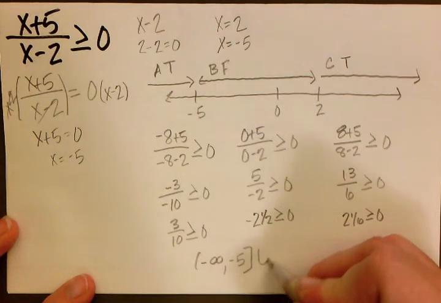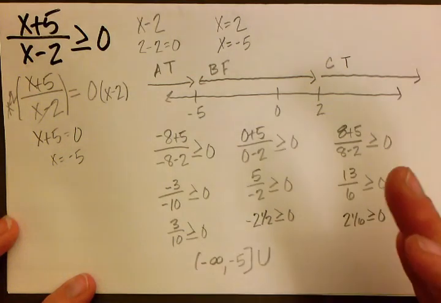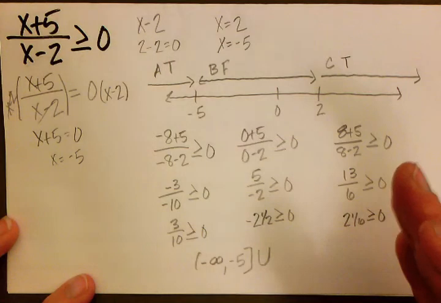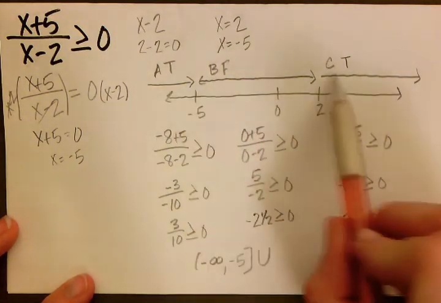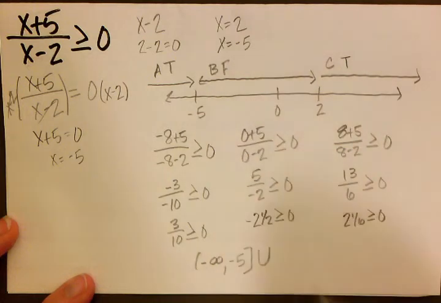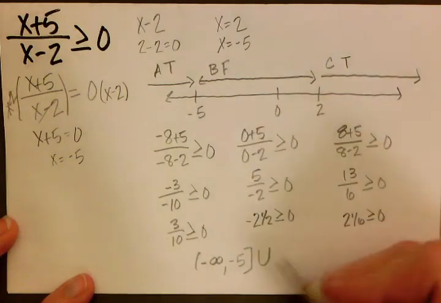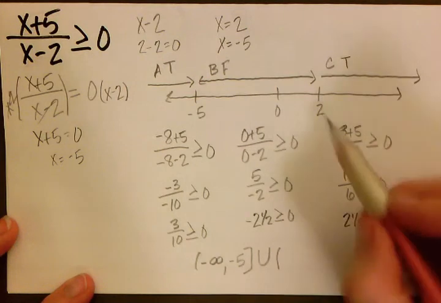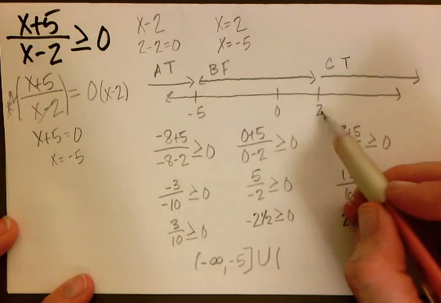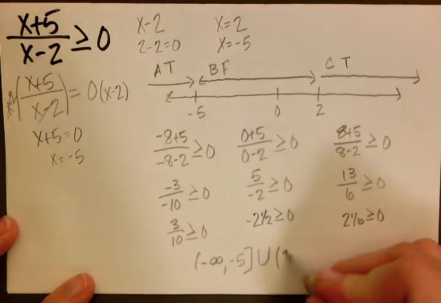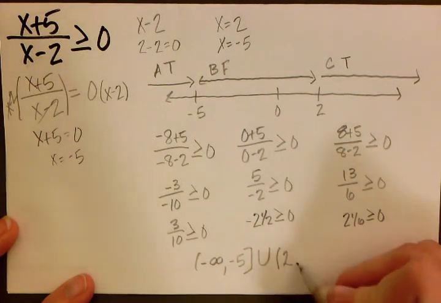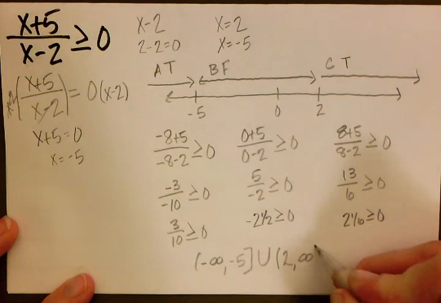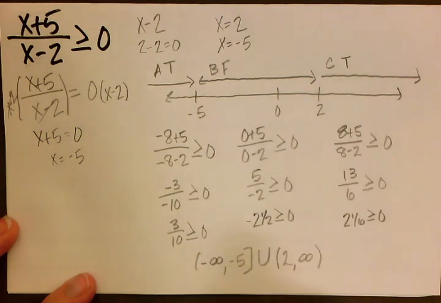Then we want to use the union sign because remember, union means that our answer belongs to either set. We don't have anything in common in A and C, and so we use union there. And then we're going to go ahead and put a parenthesis here because we can't include 2 in our answer. So we're going to have 2 comma infinity with another parenthesis, of course. We always use parentheses on our infinities.